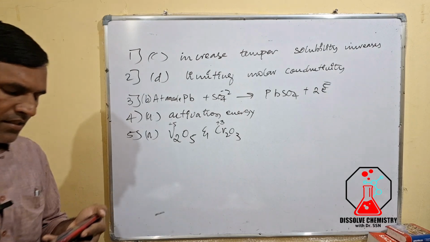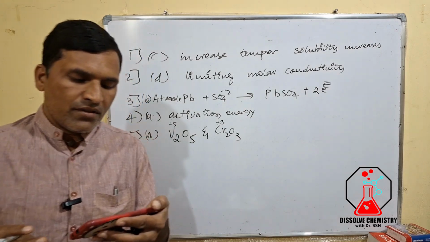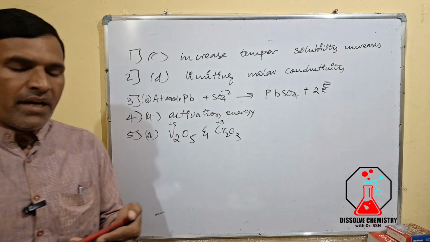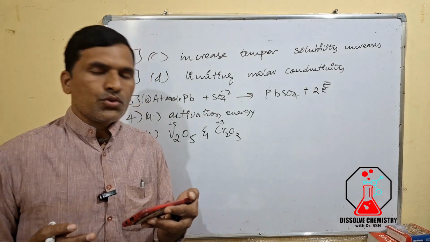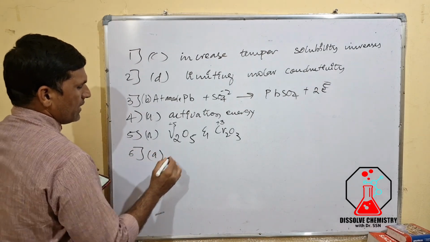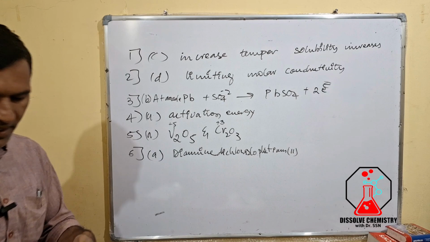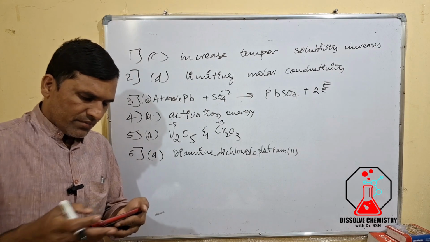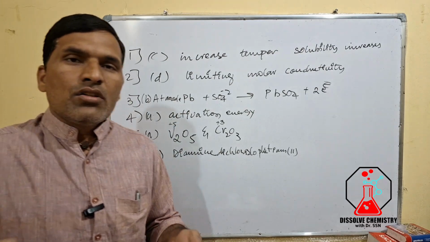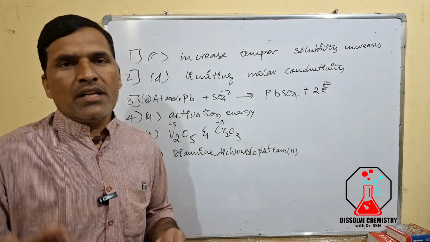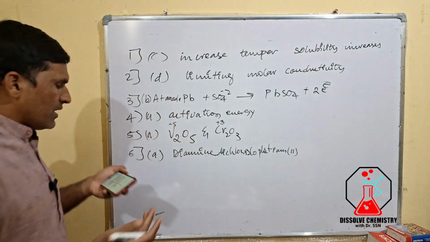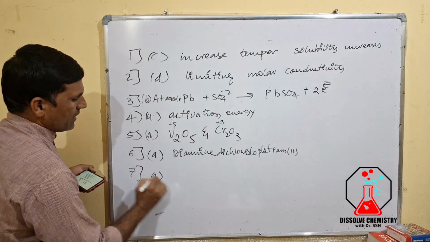Then next is the correct IUPAC name of Pt(NH3)2Cl2, which is diamminedichloroplatinum(II) complex. So therefore the sixth answer is once again A. Okay, so let us move on to the next question. Seventh question: the stereoisomers related to each other as non-superimposable mirror images. We know the definition of enantiomer. It is the definition of enantiomer. So therefore your option is A, that is enantiomer.